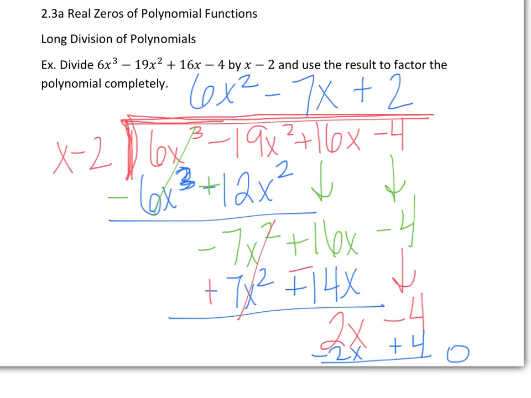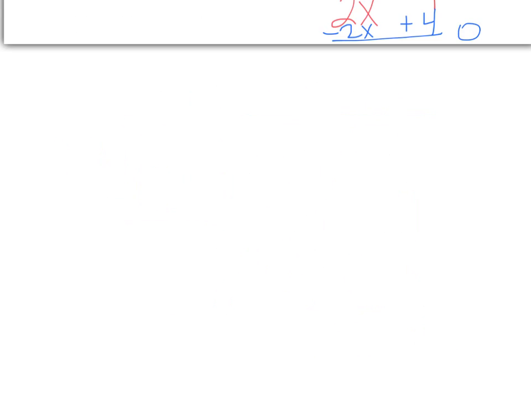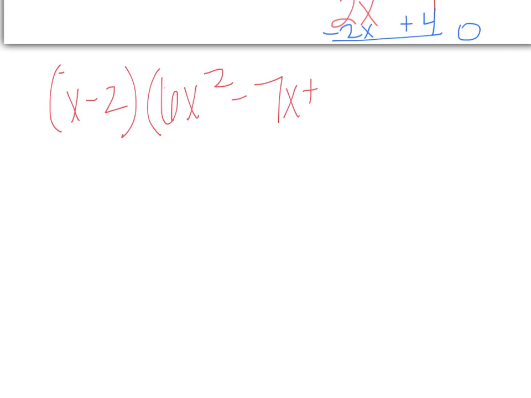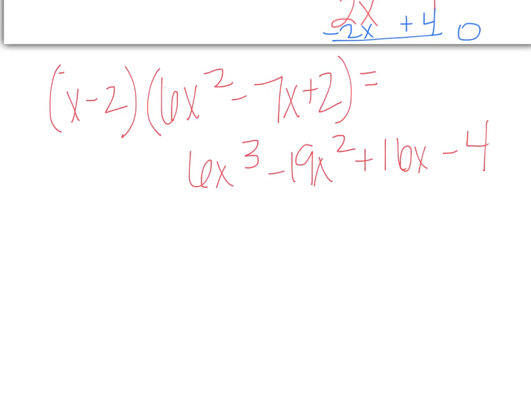Use the result to factor the polynomial completely. So what I figured out by this long division is that what we were dividing by, x minus 2, times what I got for my division answer, 6x squared minus 7x plus 2, equals 6x cubed minus 19x squared plus 16x minus 4. So basically I've done factoring, but I did it by division. Now normally we start with this long one, and we're asked to factor it, so now we've come to here, and we set all of this equal to 0.